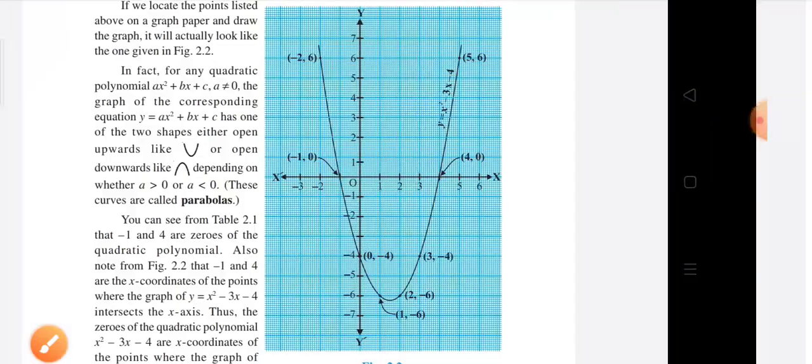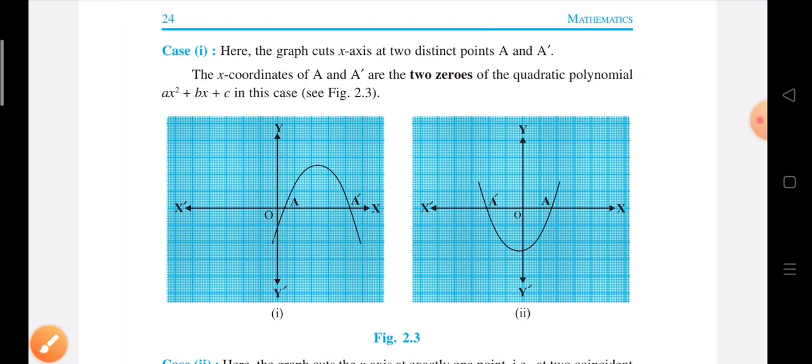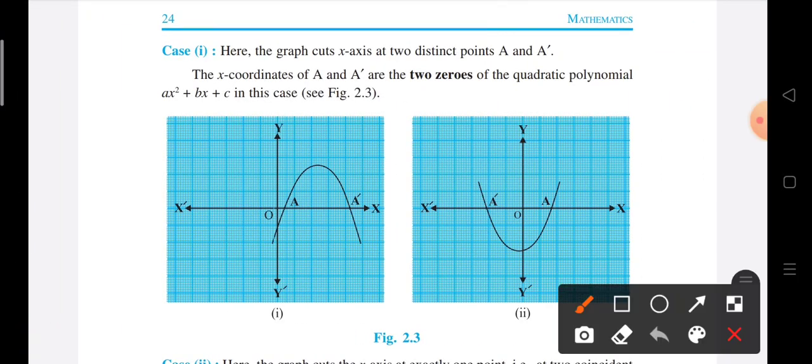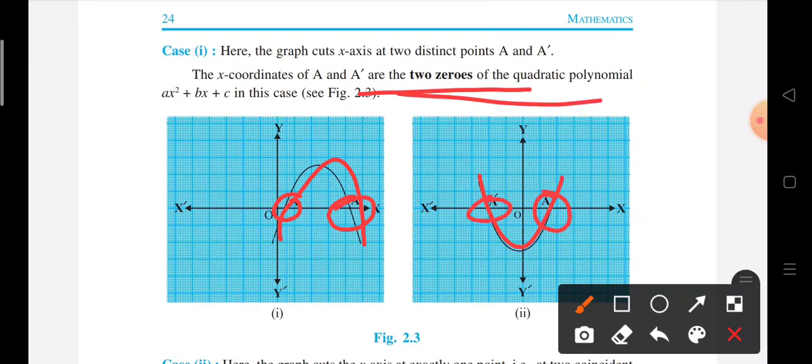Moving towards the polynomials in which we are getting two zeros. Here you are able to see that the graph cuts the x-axis at 2 points. That means there are two zeros of this polynomial. Similarly over here it is also cutting the x-axis at two points, so it also has two zeros.